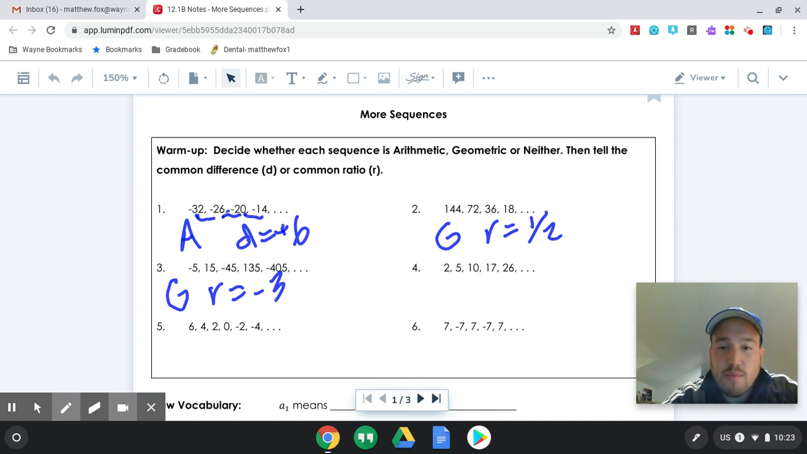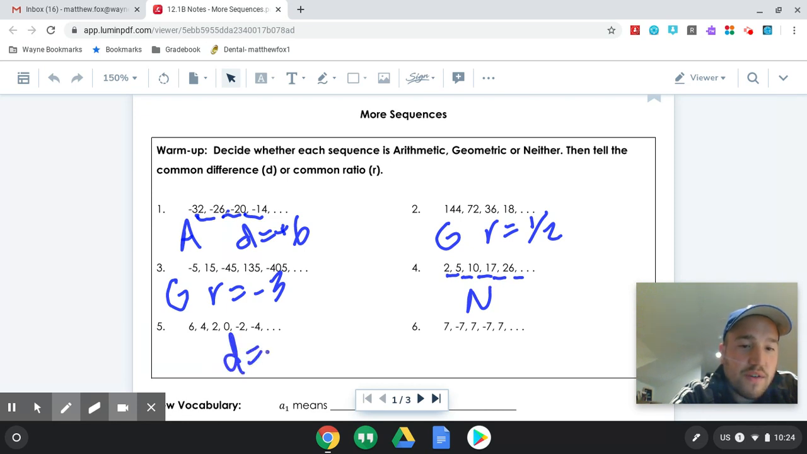Okay. So on number 4, it gains 3 here, then it gains 5, then it gains 7, then it gains 9. Next one's going to gain 11. However, this is neither. It's not a common difference or common ratio. It's changing, and it changes at a consistent rate. However, it's not common difference or common ratio, so we have to say neither. Okay, on this next one, we go from 6 to 4, -2, -2, -2, -2, -2. Since all of these are subtracting, that's common difference, -2, and it's going to be arithmetic.